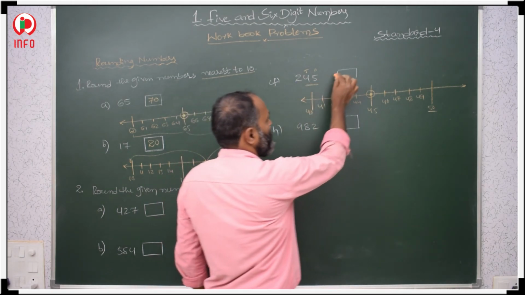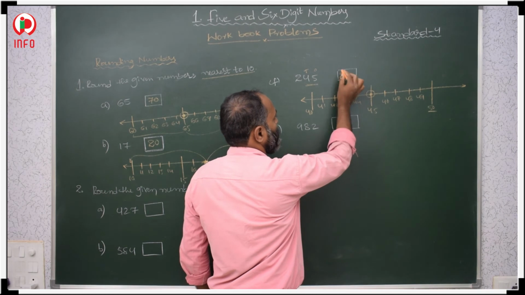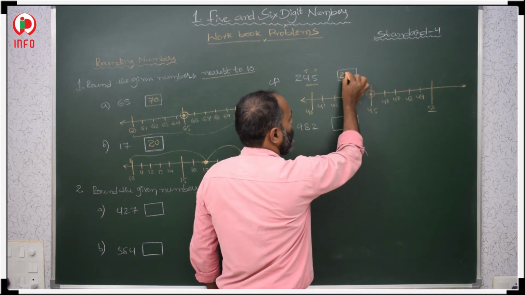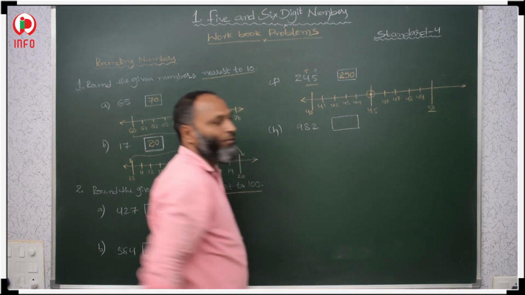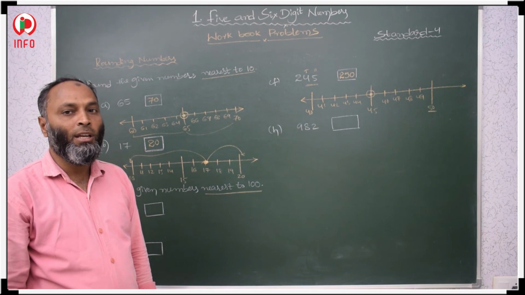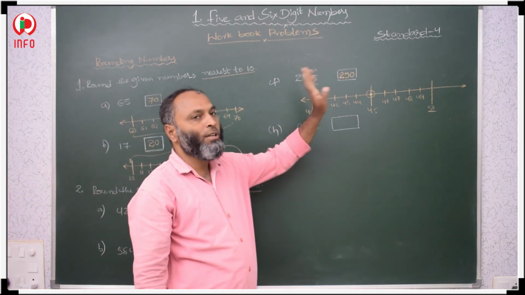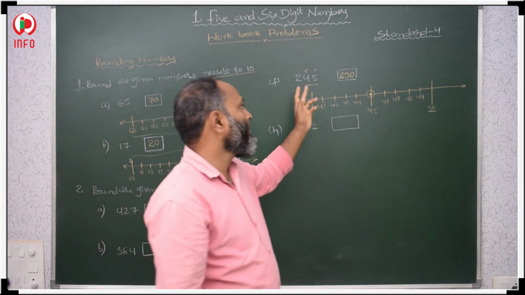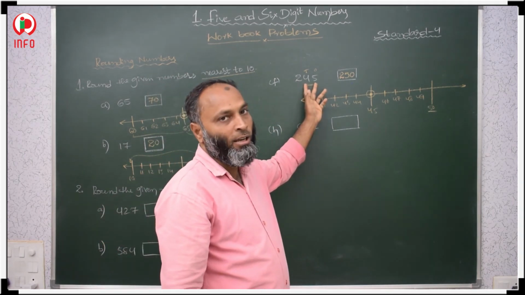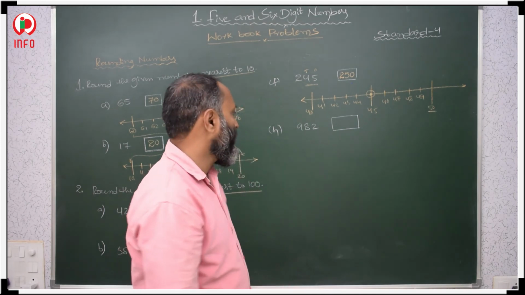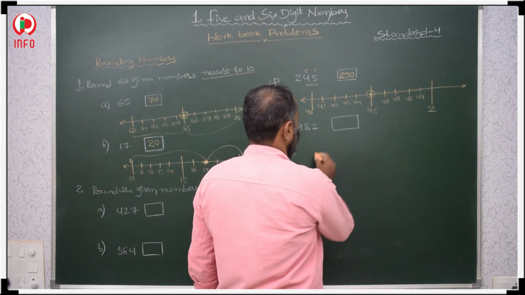That 2 stays as it is. 245 is near to 250. We have to write 250. Then we have to take the hundreds as it is. Don't disturb your hundreds place. So we just have to round off the tens place. If 45 is there, you make it 50.